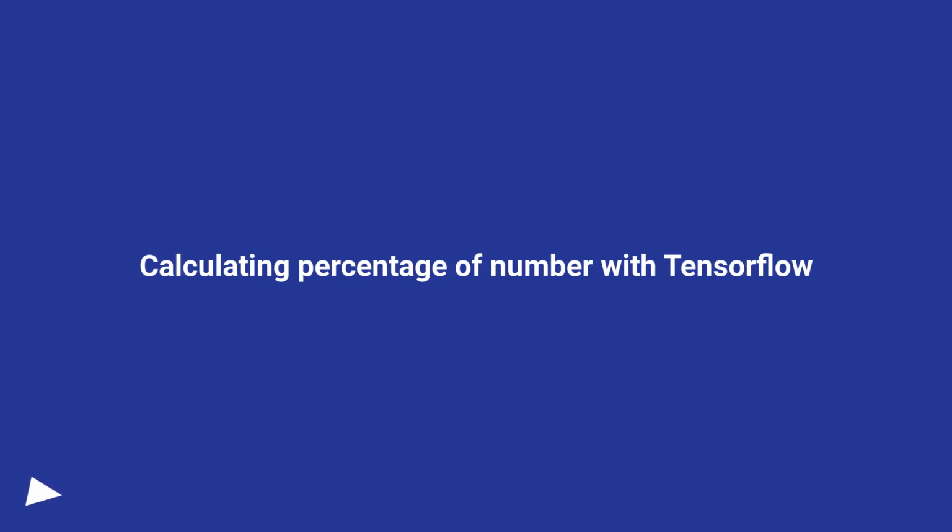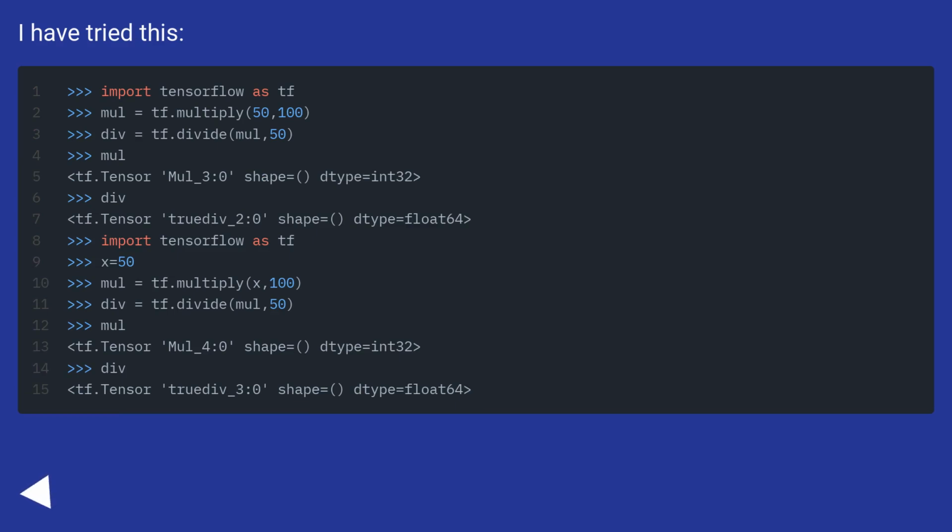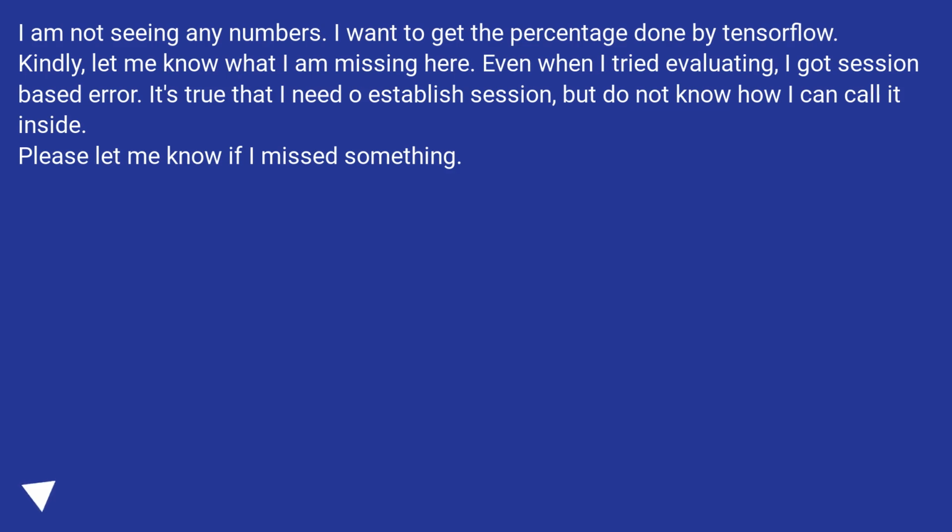Calculating percentage of number with TensorFlow. I have tried this. I am not seeing any numbers. I want to get the percentage done by TensorFlow. Kindly, let me know what I am missing here.